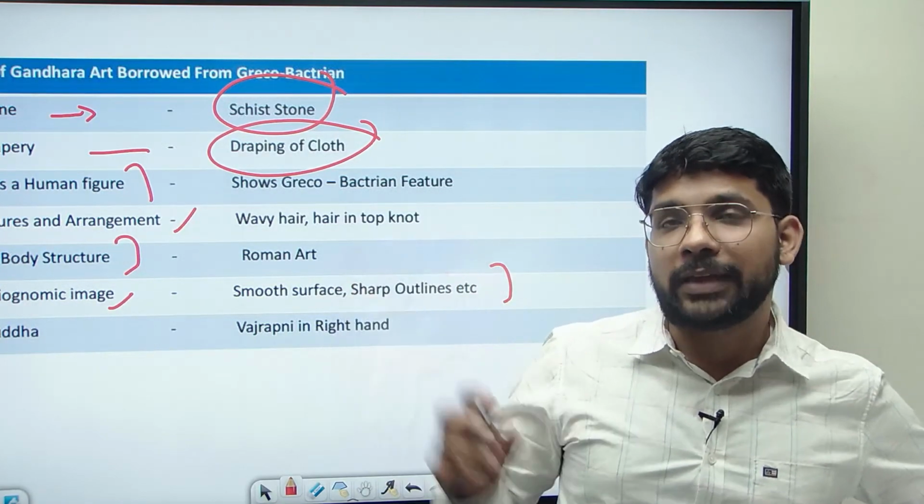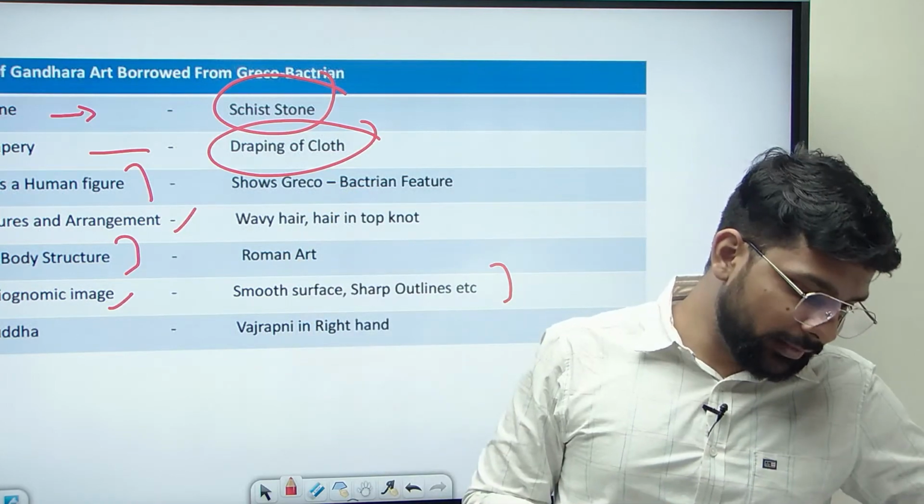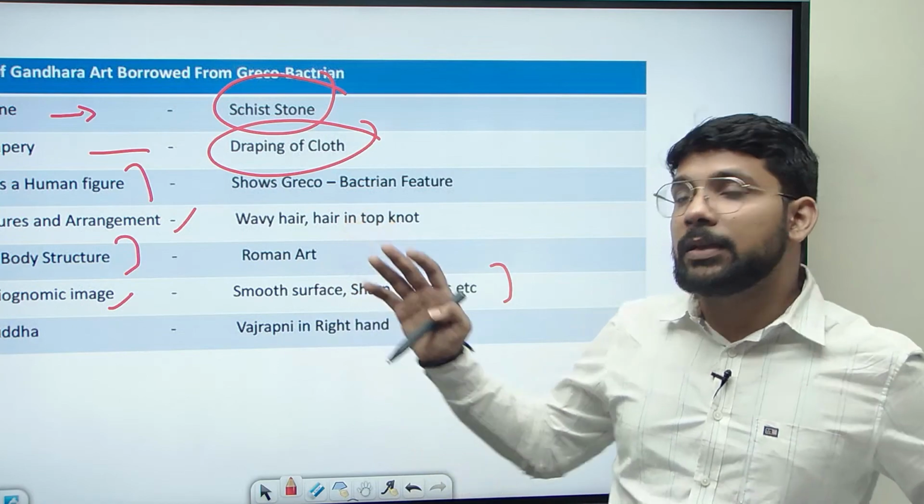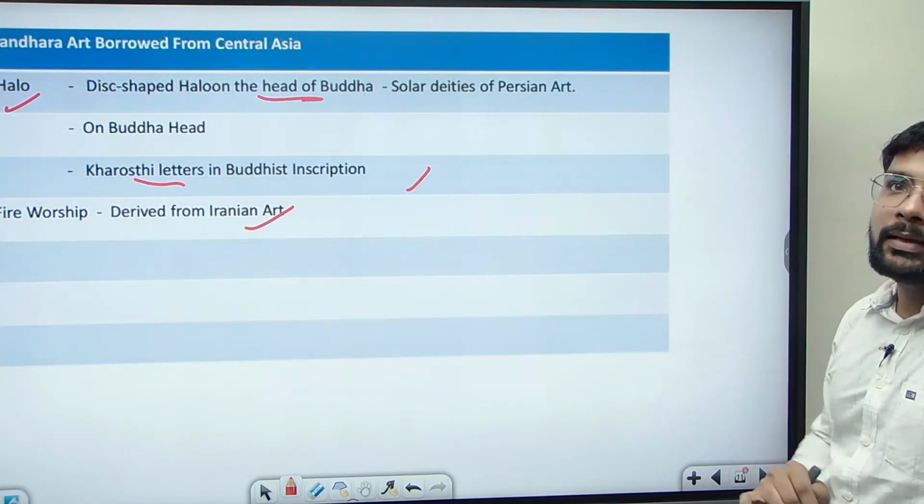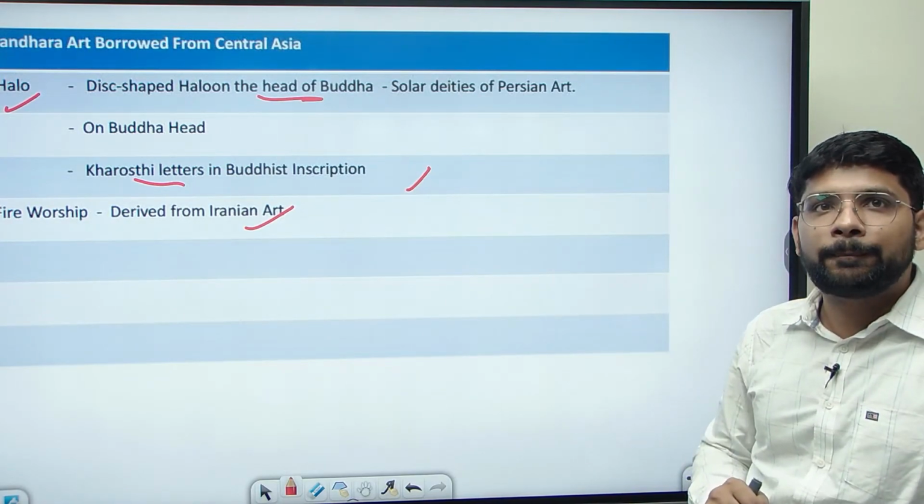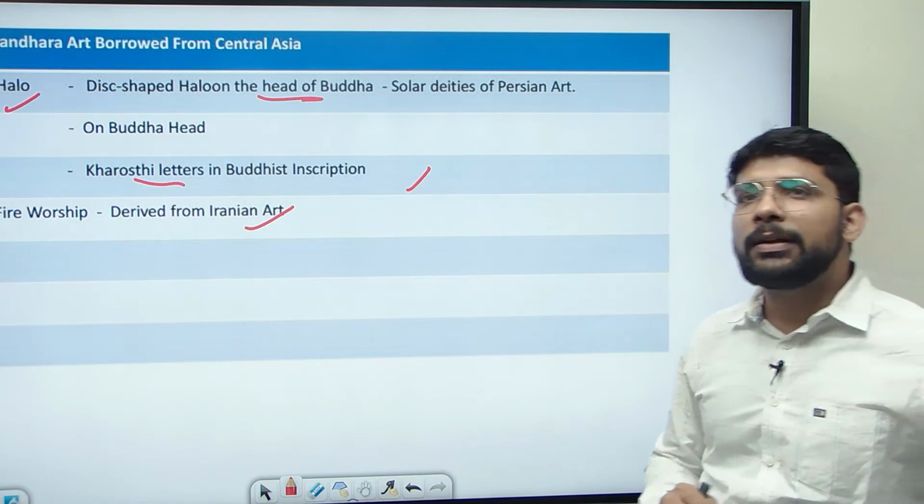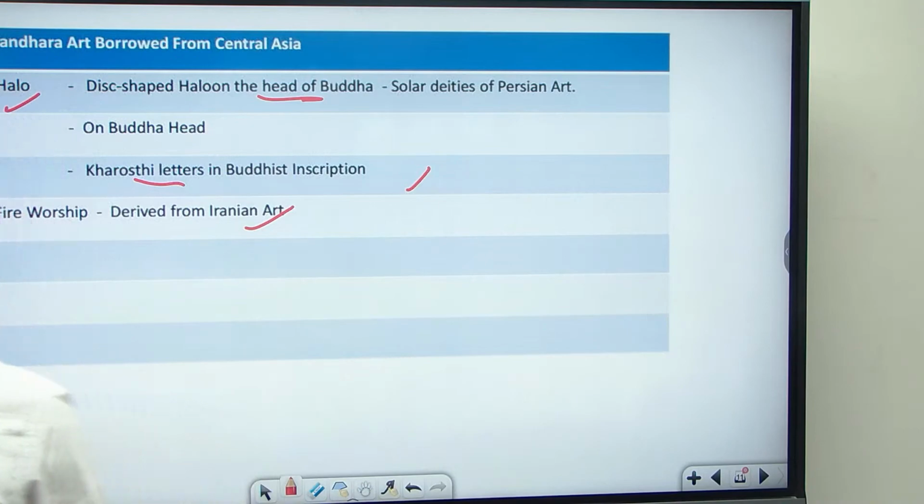You can write in your textbook, you can write in your notes. These elements are taken from the Greco-Bactrian style, and some of the elements are taken from the Central Asian styles. Here, these are the other elements which are taken from the Central Asian style. So we discussed what can be the introduction in this question, and second we also discussed what we can write in the body parts.